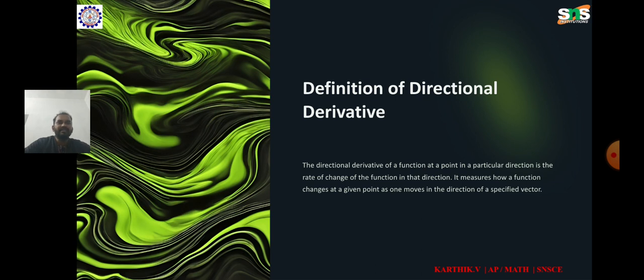Definition of directional derivative. The directional derivative of a function f of several variables at a point (x0, y0, z0) in the direction of a unit vector v equal to (a, b, c) is the rate of change of the function f at that point in the direction of v. Mathematically, it is given by the dot product of the gradient of f at (x0, y0, z0) with v.